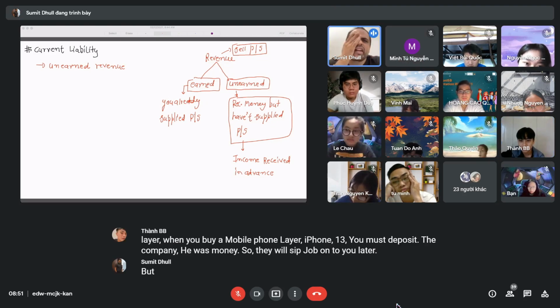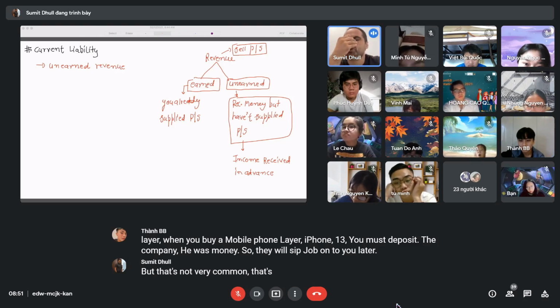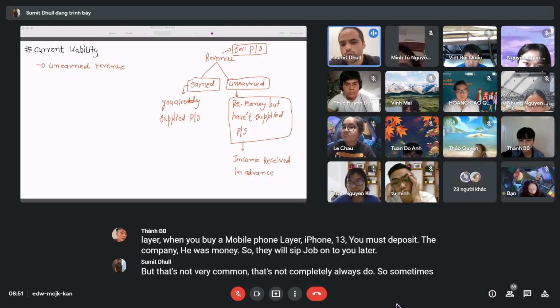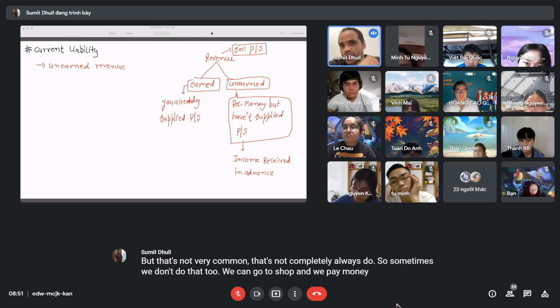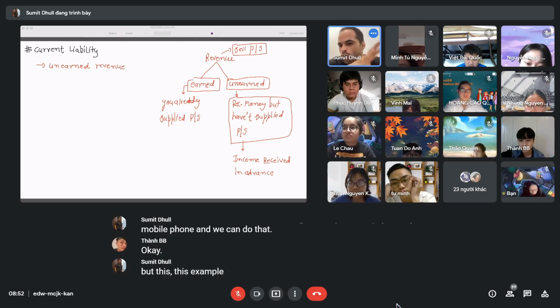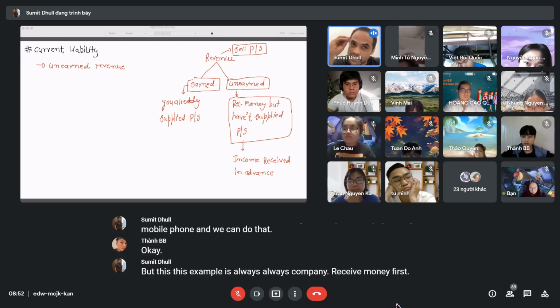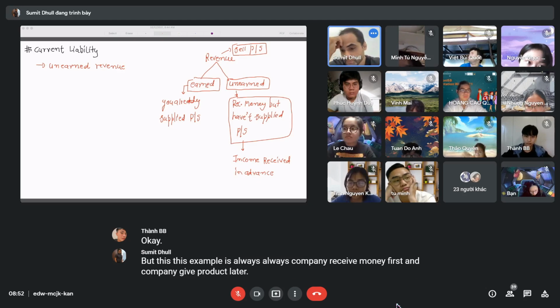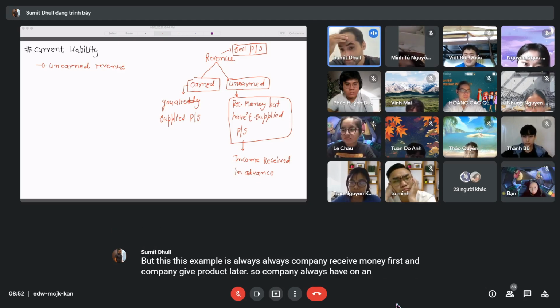But that's not very common. That's not what companies always do. So sometimes we don't do that too. We can go to a shop and pay money for a mobile phone and we can do that. But this example is always that the company receives money first, and the company gives the product later. So the company always has unearned income, this type of thing.